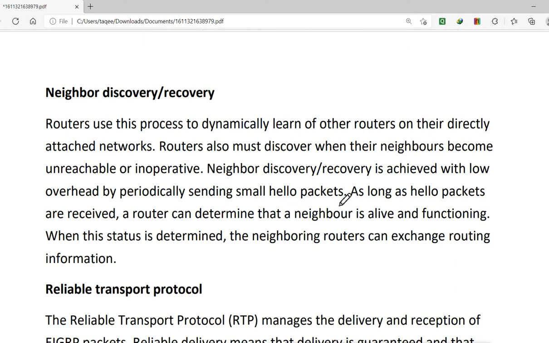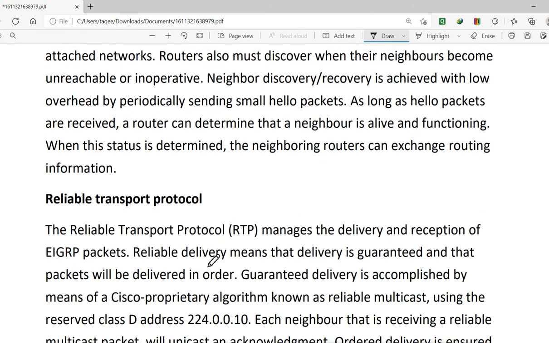As long as hello packets are received, a router can determine that a neighbor is alive and functioning. When this status is determined, the neighbor routers can exchange routing information.